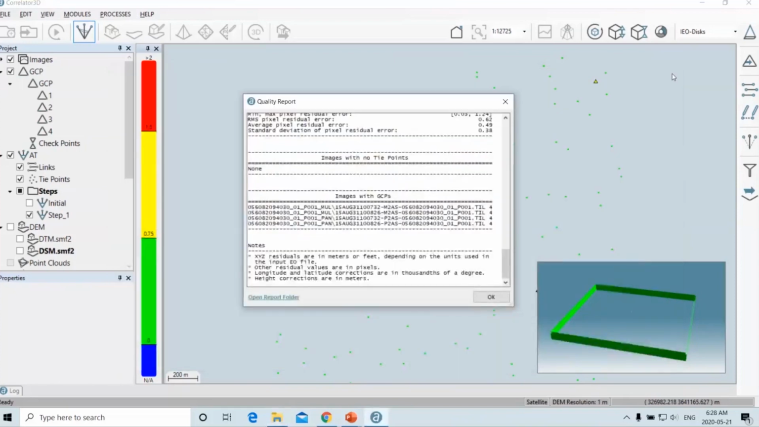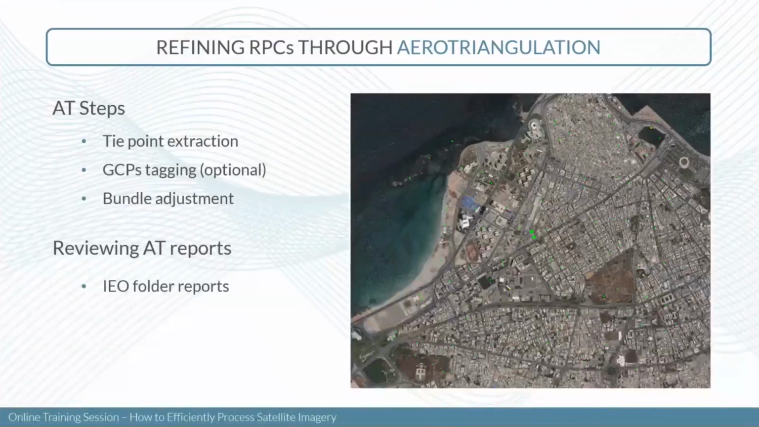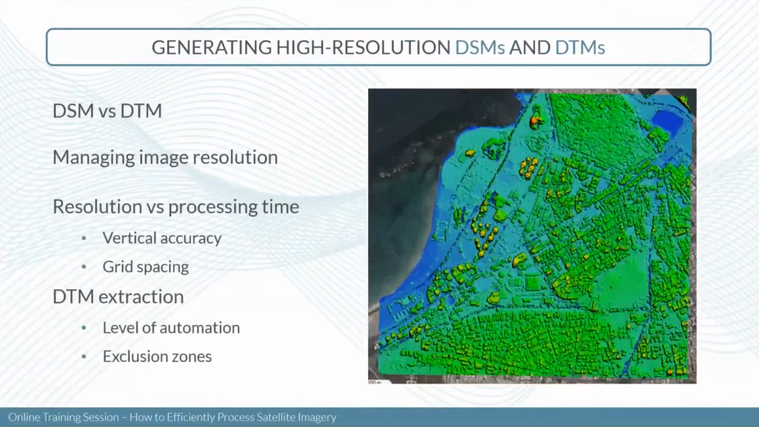So now, once you have done your aerial triangulation, you're ready to generate the surface model and the terrain model. So first of all, what is the difference between DSM and the DTM, what we call typically?